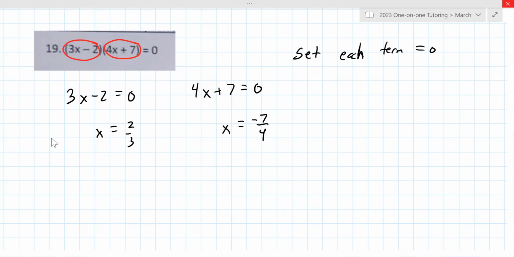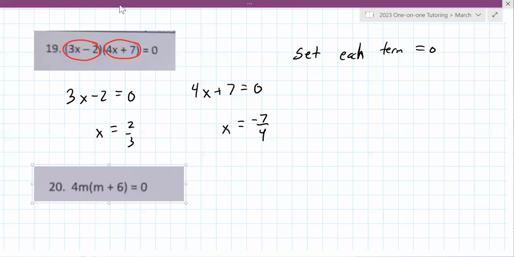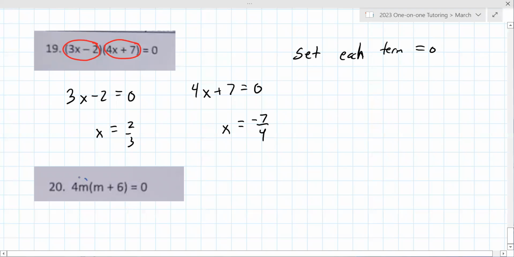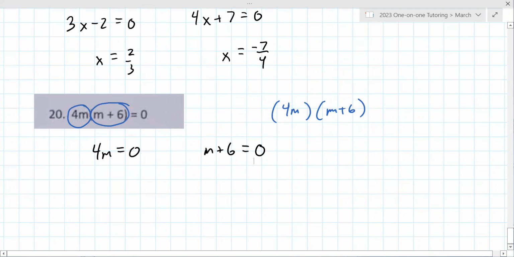All right, number 20 here. Because this is actually already in factored form, which is why we're able to do this, we're going to have to actually start factoring some of these. You set each term, and a term has a variable in it. So think of this as 4m, it's really like 4m is in parentheses times m plus 6. They're each terms. So you're going to set 4m equal to 0 and m plus 6 equal to 0. You never set a number equal to 0. It's got to have a variable in it.